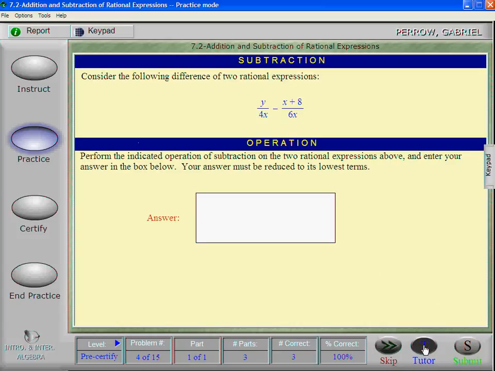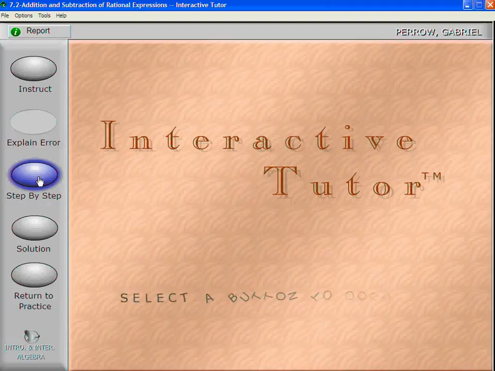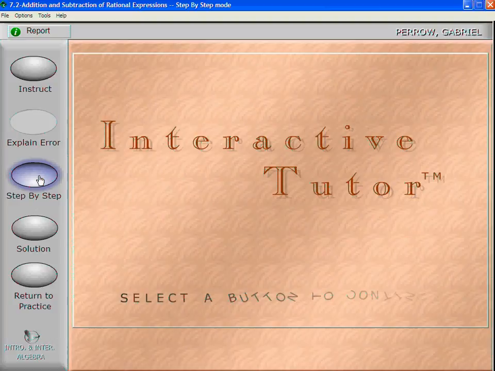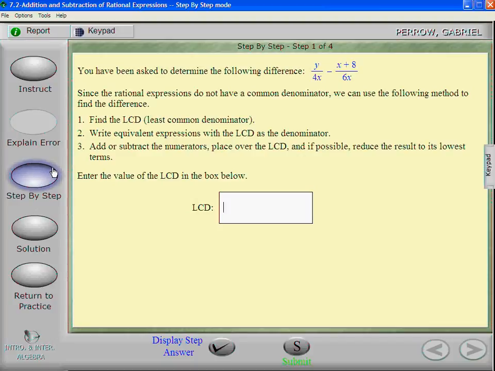So when we go to the tutor mode, when they talk about what's the lowest common denominator, they'll ask us first. We could say there's two 2's, a 3, and an x. 2 times 2 times 3 is 12, and x is represented at most once. So 12x should work as a lowest common denominator.